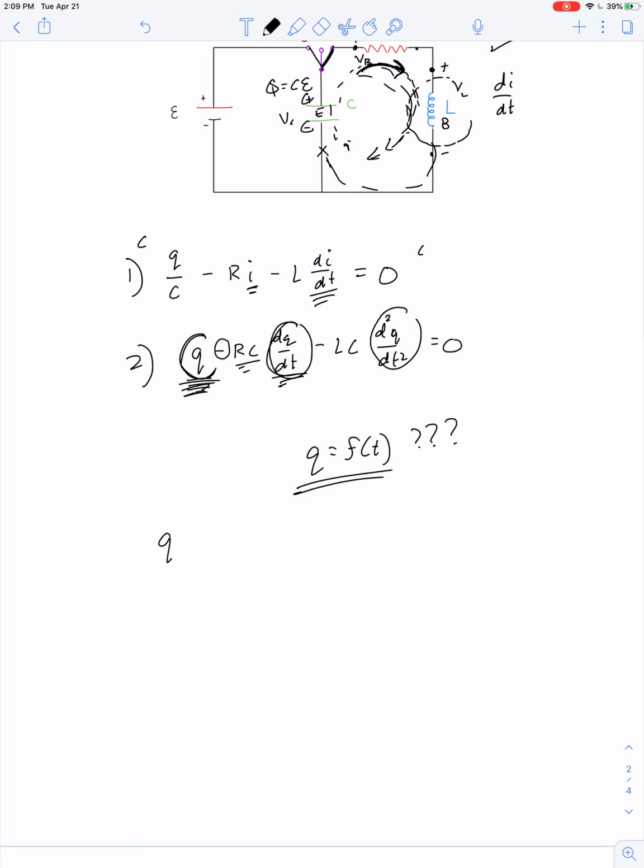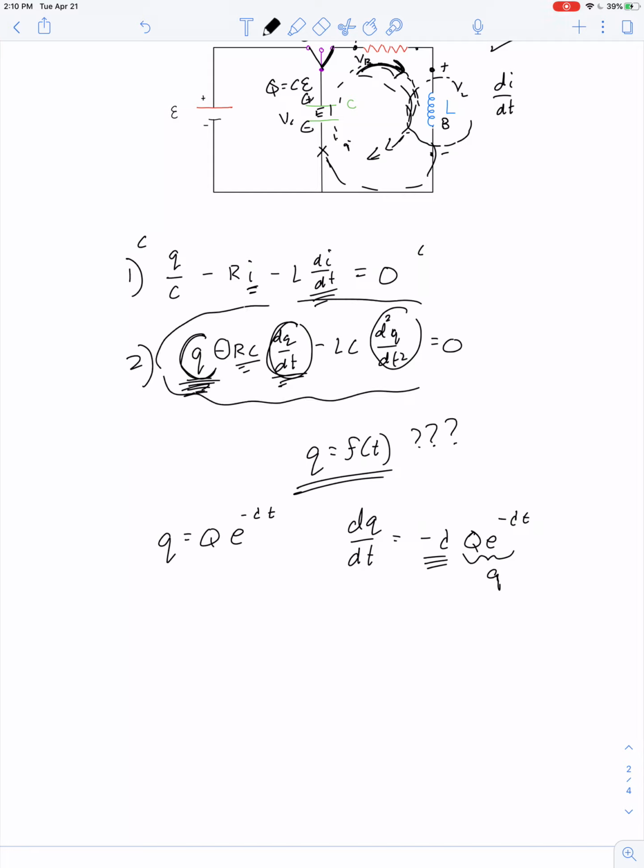function. So if we guess Q equals Q maximum times e to the negative some constant times t, then the first derivative of that equation would give us negative constant Q e to the negative ct. So it's a negative constant multiplied by that original function itself. Okay, so we would expect that the solution to this differential equation probably has something to do with exponential decay. But it would also be a decent guess to think it has something to do with sinusoidal behavior.